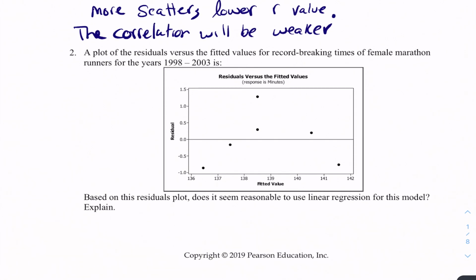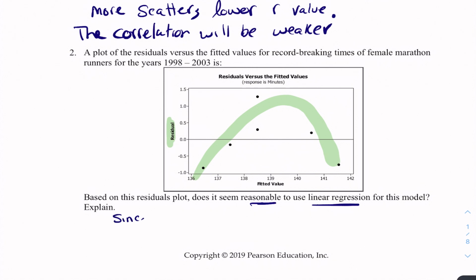Number 2, a plot of the residual versus the fitted values. Okay, so this is the residual plot for record-breaking times of female marathon runners. Based on this residual plot, does it seem reasonable to use a linear regression model? So what are we looking for? Is there a pattern? And it clearly looks like there is a line or a curve in our residuals.